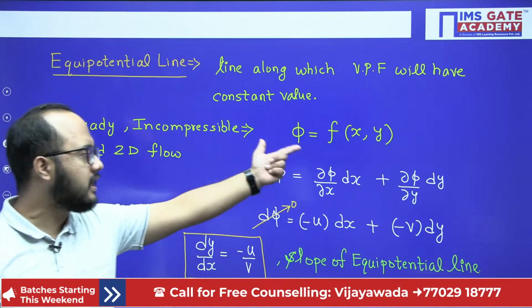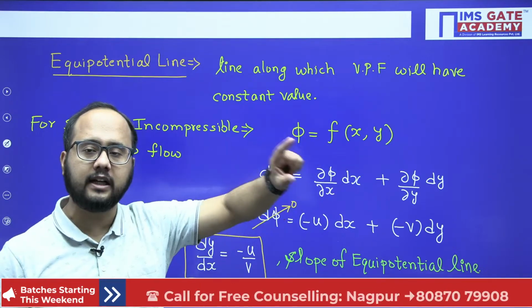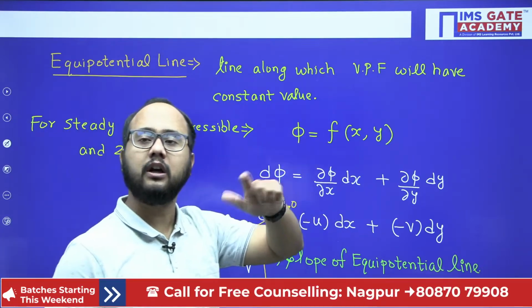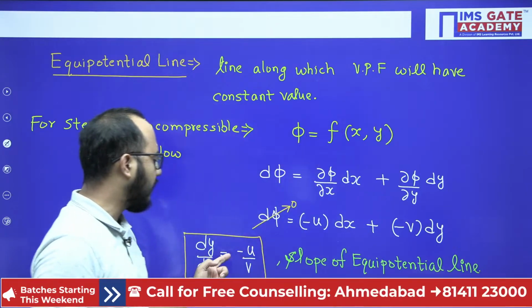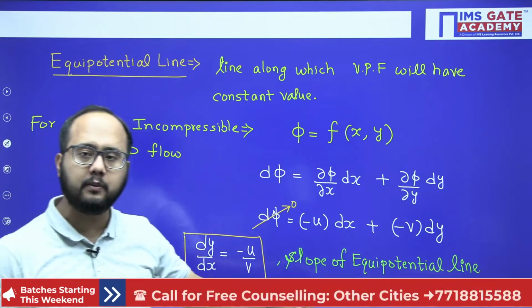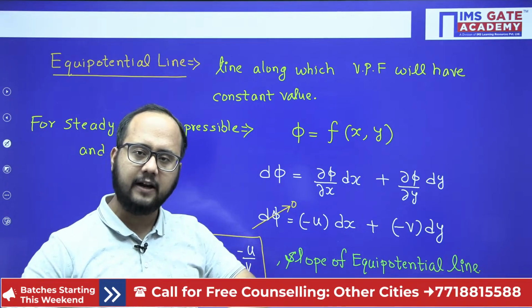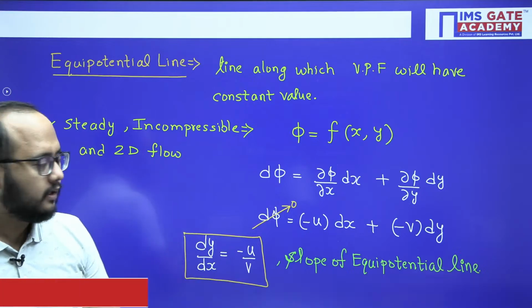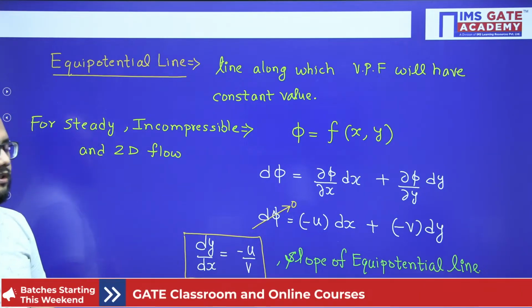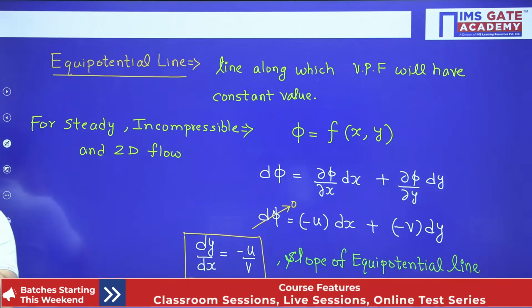Now, if the velocity potential function is given, from that you can calculate the u component and the v component. For that we have direct formulas. Putting those values of u and v, you will get the slope of the equipotential line, right? Such basic mathematics or calculation you can do on your own. So this is the slope of the equipotential line. Up to this point everything is clear, tell me guys.